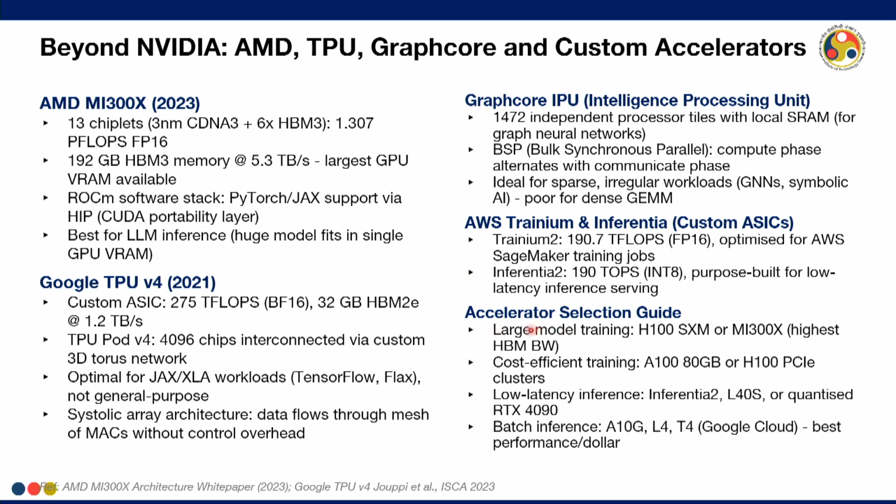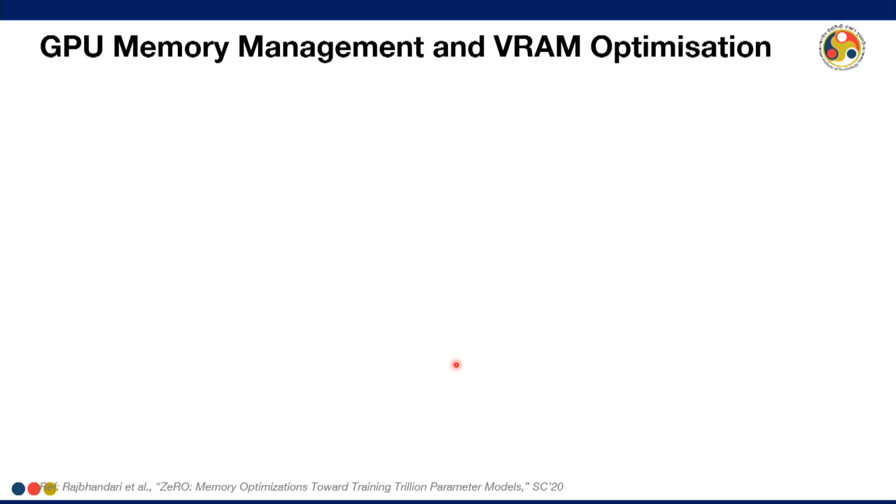Usually for large language model training, the H100 series or MI300 series are highly used. For cost-efficient training we usually use the Ampere series, and nowadays for low latency inference you can use the RTX series of NVIDIA GPUs or Inferentia, which are used in clouds. Google Cloud also uses tensor cores for its different AI deployments. So now we have a global picture of the different accelerators or devices available for your AI workloads nowadays, right?